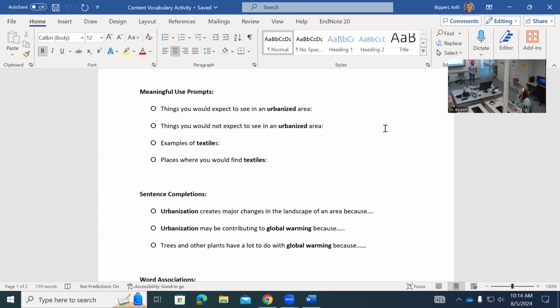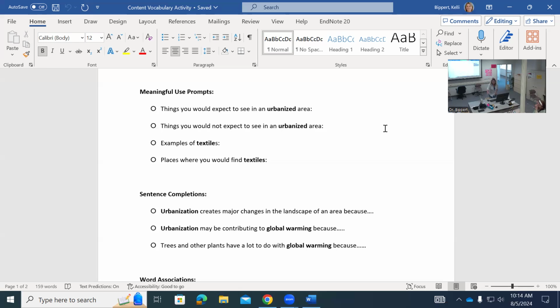So if I'm choosing the word, whatever word in your content that you want to, I might ask, what are things you would expect to see in an urbanized area? Things you would not expect to see. What are some examples? Where are some places you would find? So here we're tapping into the students' understanding of how the word is used in context. And we're going to practice doing that with actual words that you guys are okay with in a little bit.